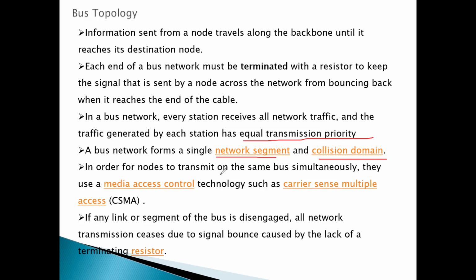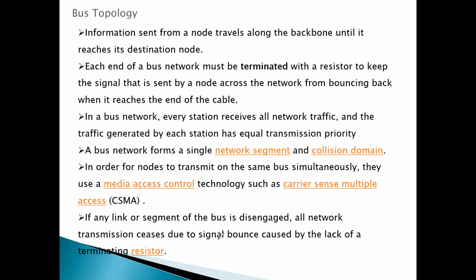In order for nodes to transmit on the same bus simultaneously, they use a media access control technology such as carrier sense multiple access. So carrier means the media on which data travels. And sense means that before sending data over the network, they sense whether the network path is available or not. If it is available, it starts sending. If not available, then they have to wait.